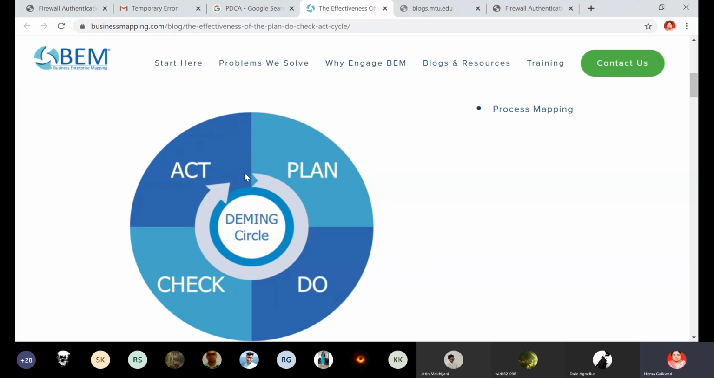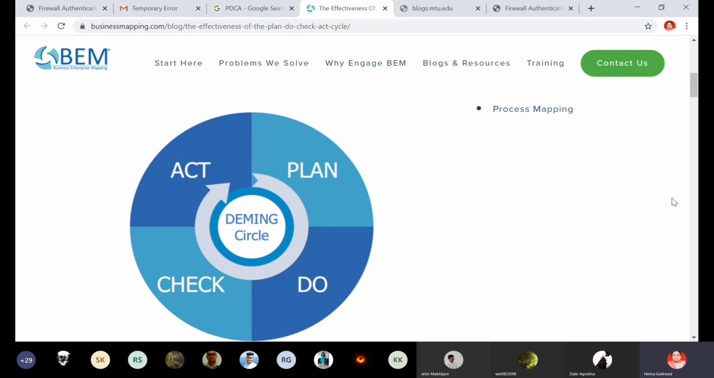See, this is cyclic in nature. Why is it cyclic in nature? Because on the basis of the action, if there is some problem in the process, then we will reiterate the cycle, otherwise we can stop the cycle. So in act, after checking, there are two conditions. If it is okay, then we will stop the process, otherwise we will take some corrective actions, and then start the cycle once again. Clear?